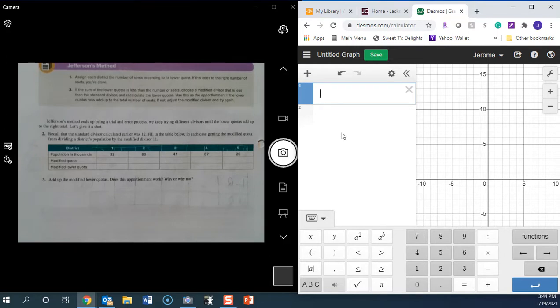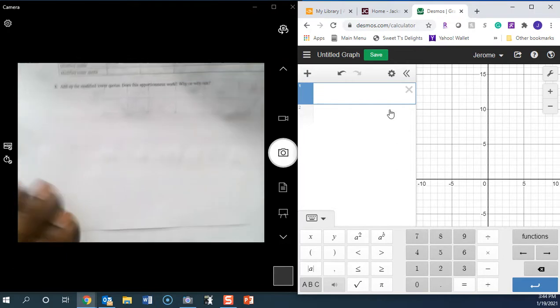Number 2, recall that the standard divisor calculated earlier was 12. Fill in the table below, in each case getting the modified quota from dividing a district's population by the modified divisor 11. So basically, since it's a modified divisor of 11, we're going to say that that's actually 11,000, not just 11. So when you take, as a matter of fact, I could write this down at the bottom.